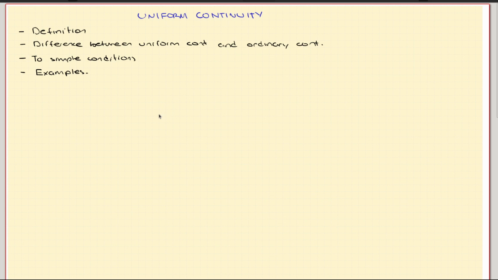Hi everybody, we will talk about uniform continuity. Mainly I will follow the Wikipedia page of uniform continuity. And we will talk about the definition, the difference between uniform continuity and ordinary continuity, and two simple conditions that we can detect easily, the uniform continuity with two examples.